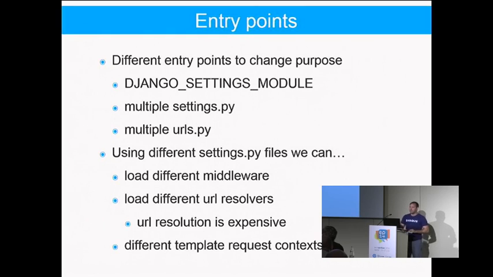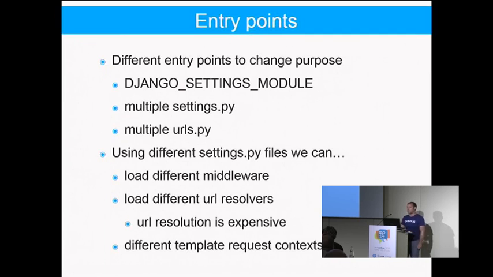To change the entry points in these clusters, we use different settings.py files. I haven't seen this done a ton in the wild, so I wanted to highlight it. But basically, by using multiple settings.py files, we're able to drastically change the behavior of the Django, the Disqus library, right? So we can have different URLs, different middlewares, different template request contexts.